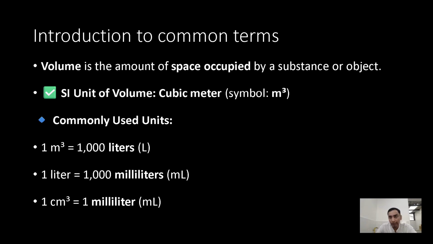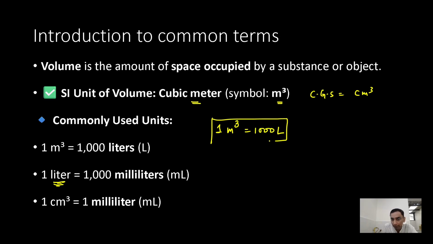Volume is the amount of space that is occupied by an object, right? The SI unit of the volume is meter cube, and the CGS unit is centimeter cube. The other unit of the volume is liters. You need to remember that 1 meter cube is equal to 1000 liters. Please remember this in this whole chapter. One more thing, 1 centimeter cube is also equal to 1 ml. This is also what you need to remember.